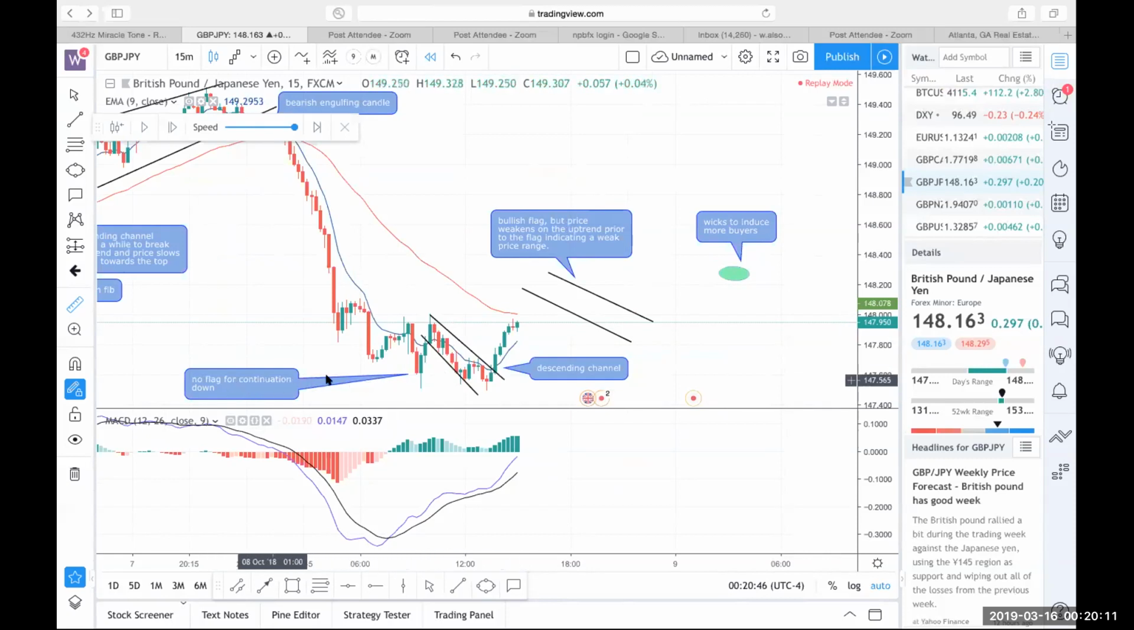So, no flag for continuation, which is the correction. The correction confirms the impulse coming after any impulse. So impulse, flag, continuation. Impulse, flag, continuation. If you don't got a flag, you don't got a continuation. Now, sometimes you might get the continuation, but don't be mad at yourself for not hopping in because you always have more opportunities to make sure that your rules fall in line with your personality so you make money. So don't get upset. Don't get in your feelings because you missed a move. Oh, well, it's okay. More will come.